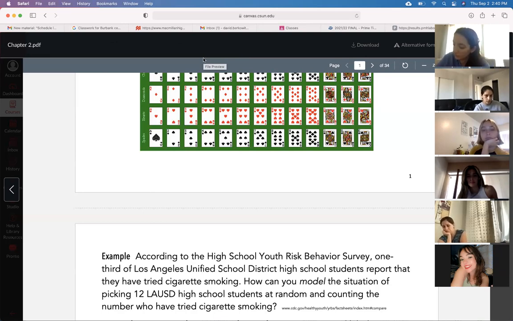I was going to say like hearts and spades and diamonds smoke. So if hearts and spades and diamonds smoke, I guess that means that clubs do not smoke, right?